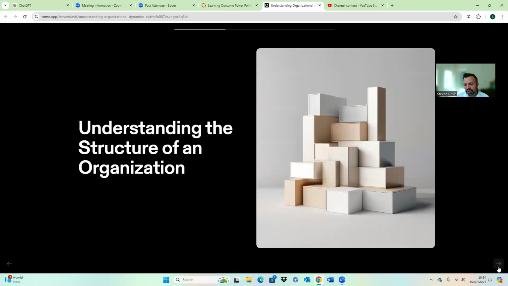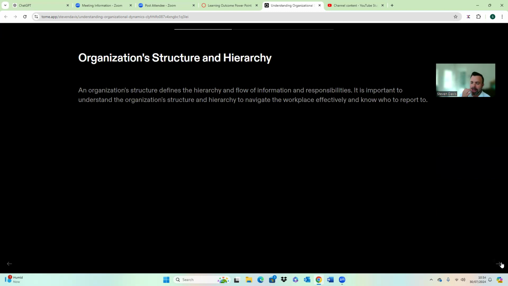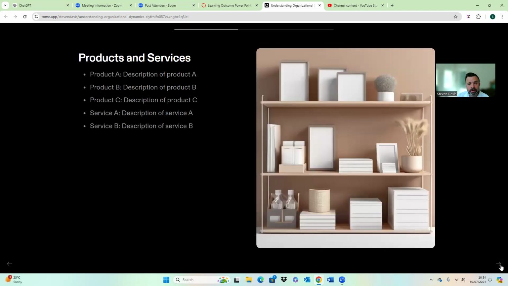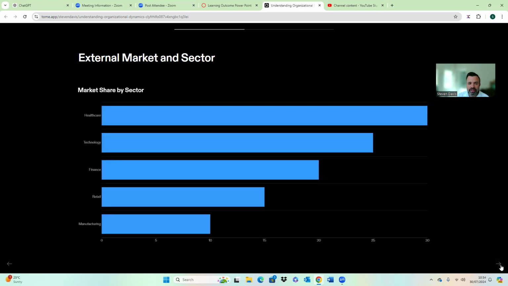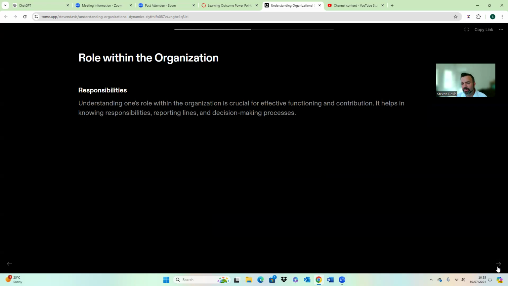So when we understand the structure of the organisation, and we talk about the hierarchy, that workflow of information, that responsibility, it's important to understand the organisation structure and hierarchy to navigate that workplace effectively and to know who to report to. And equally around those products and services and reflecting back on those shareholders. When we look at the market sector and do some kinds of graphing, we can see how much of the sector is held financially. So we can tell from a business planning point of view whether we're in a good sector.